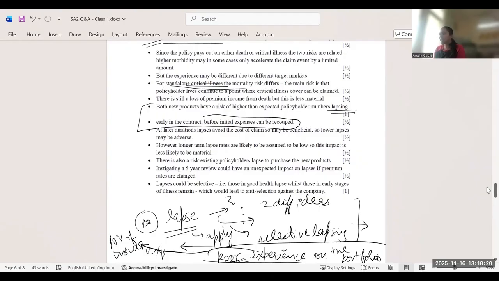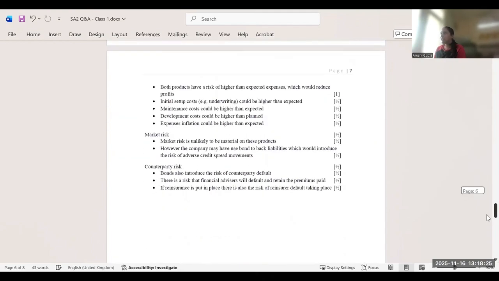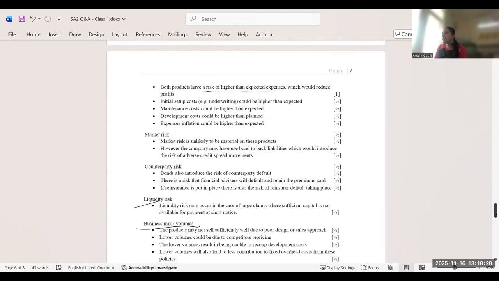So they discuss all of that. Then here they say lapses could be selective. So they discuss the same point that we just did. Then they talk of higher than expected expenses. Now, we can't just write expense risk. There is marks to explain that what this risk means is risk of higher than expected expenses that would reduce the profits. And then you can maybe give examples of the kind of different costs that could go higher than your expectation. Then market risk, they say it is unlikely to be material. So there is marks for identifying that. Is it fine?